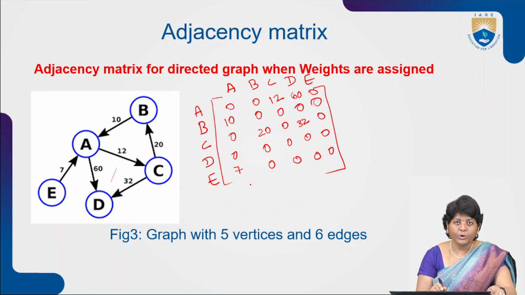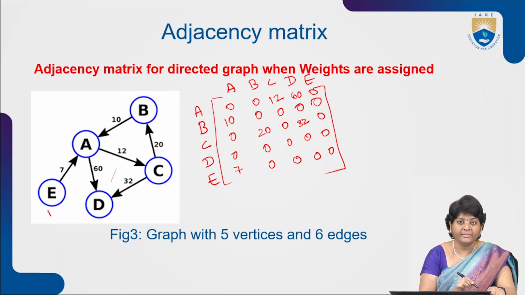Now, when we want to check the degree, you should not consider the weight of this. You should not consider 7. The degree will be here only 1. The degree of E will be only 1. And the degree of D will be minus 2. That is, this is in degree.